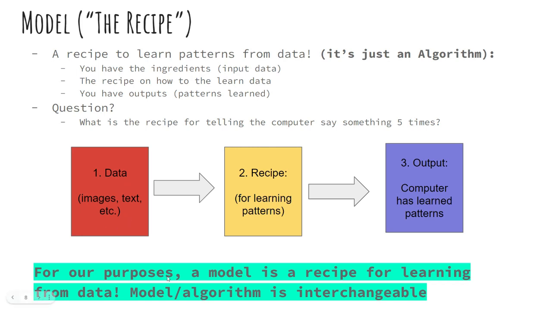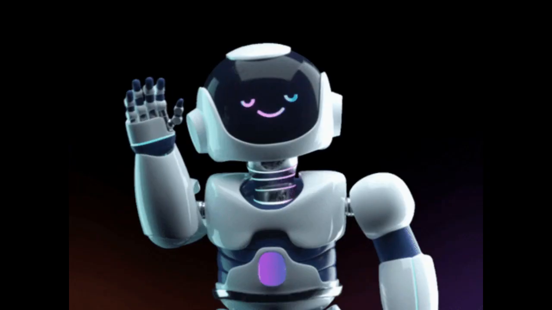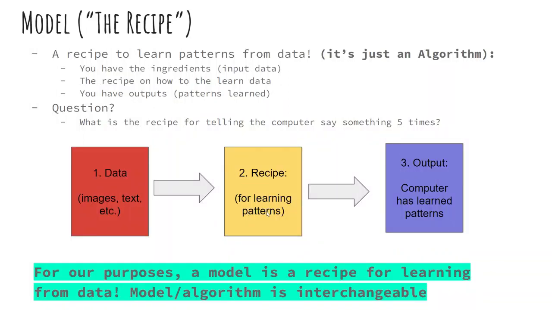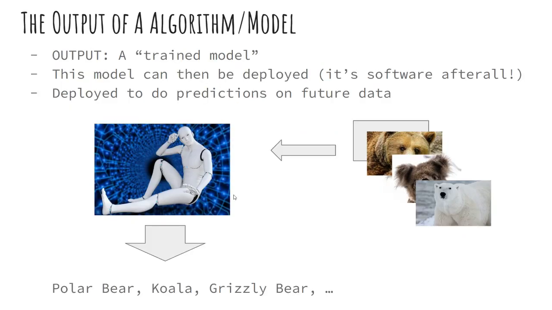So for our purposes, a model is a recipe, and what the recipe is doing is learning from the data. And so a model or algorithm, we're going to use those terms interchangeably. Okay, so that's what I want to say about model. It's just a way to learn from data. It's a recipe. And remember, recipes are specified in English for humans, or any other language, Spanish, Chinese, whatever. But for computers, you're going to have to use computer languages, and we're using Python.